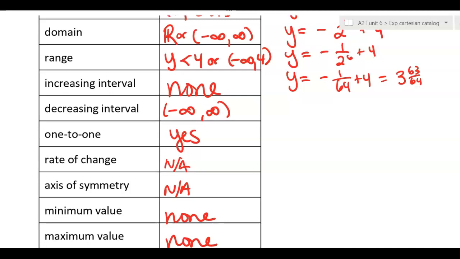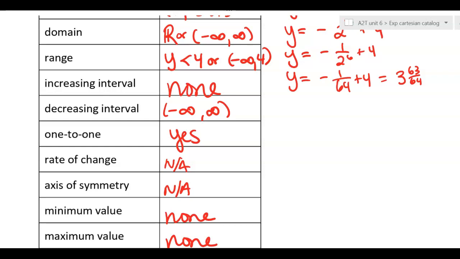So domain and range. Are we okay with the domain being all reals and that the range is y is less than 4? Be careful with your intervals. Some of you guys on your final and on the last test, you need to always write your interval with the smaller value, comma, the larger value. Okay. And then this one, given the direction that it went, is decreasing the entire time. So no increasing interval, but decreasing interval over the entire domain.